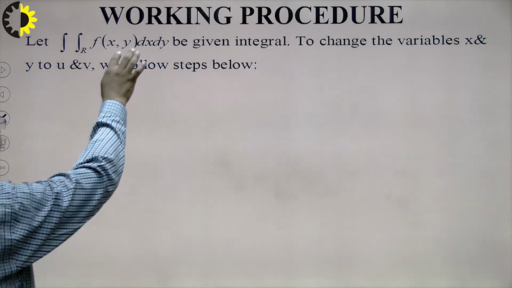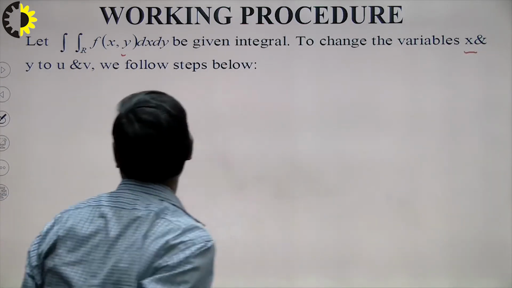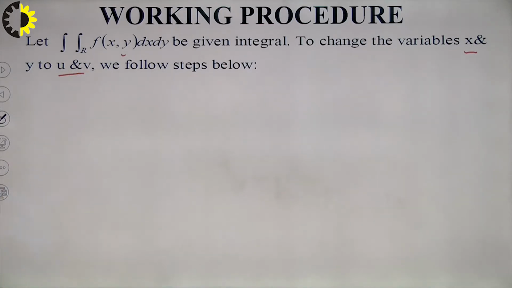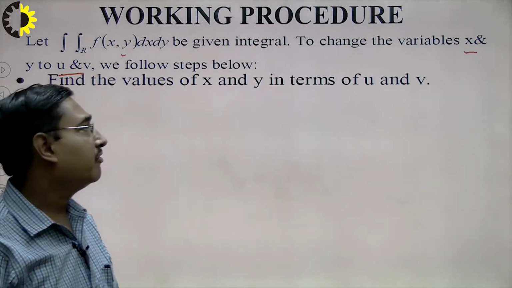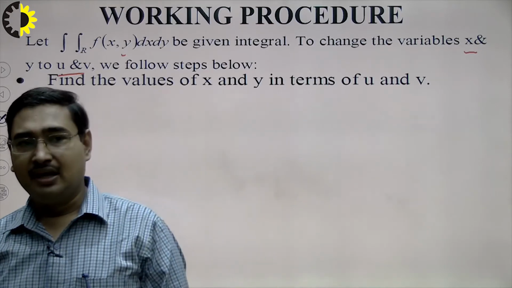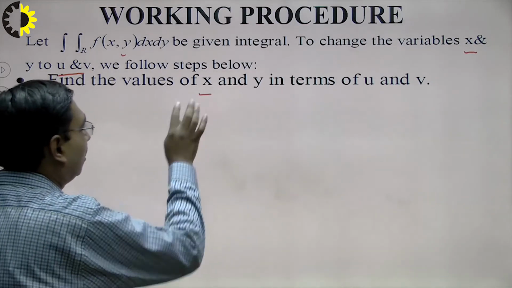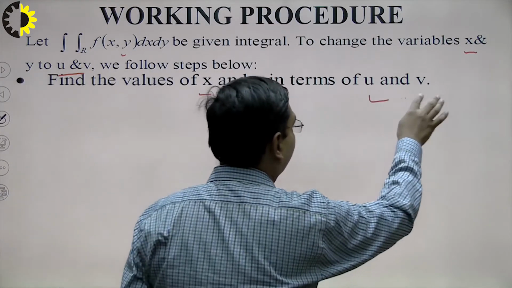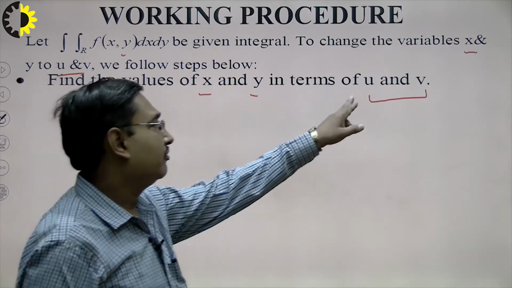Let the double integral over R of f(x, y) dx dy be the given integral. To change the variables x and y to u and v, we follow the steps below. First of all, find the values of x and y in terms of u and v, because we are given the relations between xy and uv. So, we shall find the value of x in terms of u and v, and also the value of y in terms of u and v.